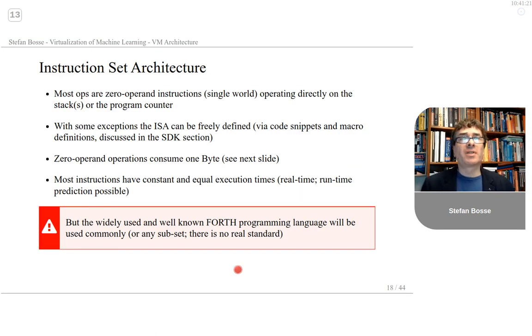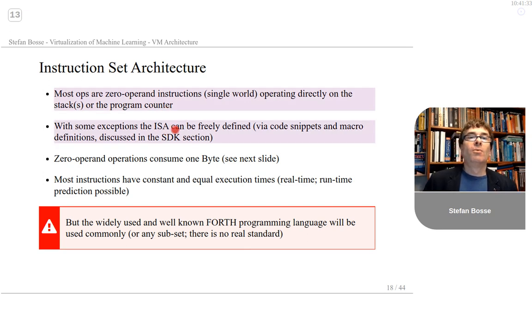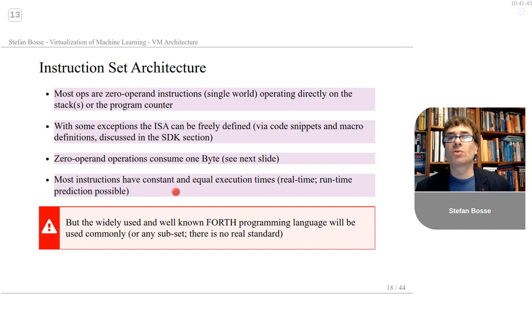So the instruction set architecture consists mostly of operations with zero operand instructions, single word instructions operating directly on stacks or the program counter. With some exceptions, these can be freely defined. Zero operand operations consume only 1 byte, and most instructions have constant and equal execution times. That means we have some kind of real-time capability and a predictable runtime.